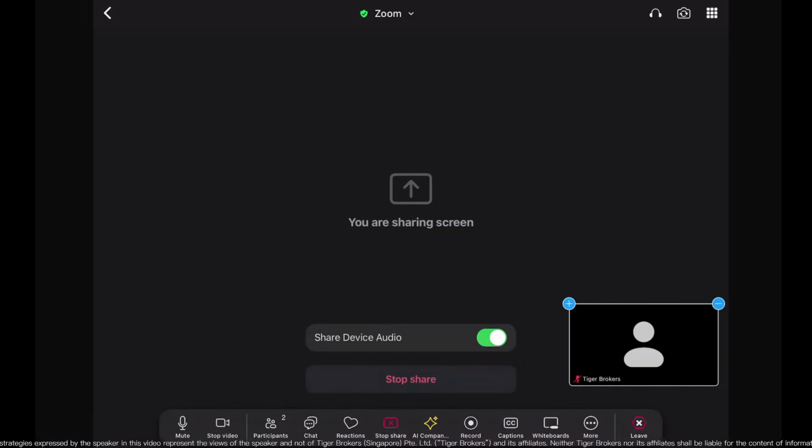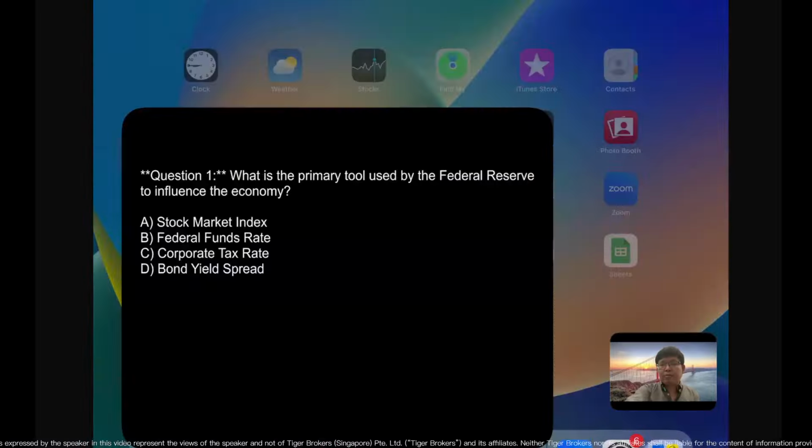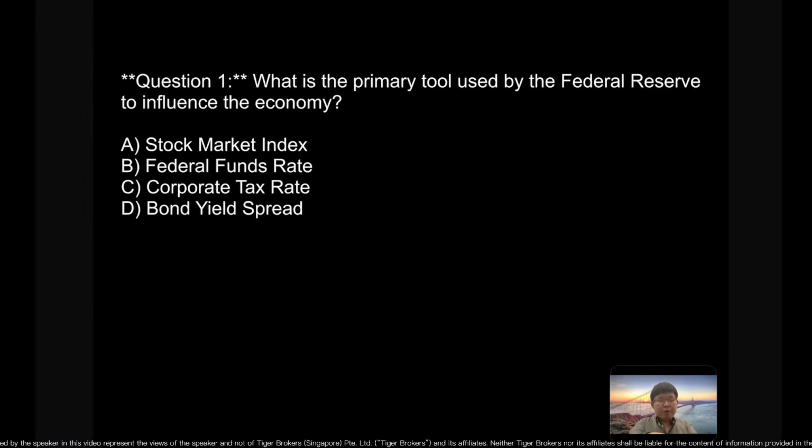Okay, so now let me go back to the PowerPoint. So now is the time for Q&A, right? For Q&A, I will have to see who wins. So first question. Okay, so what is the primary tool used by the Federal Reserve to influence the economy?